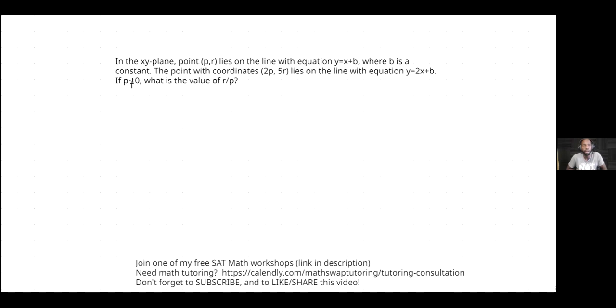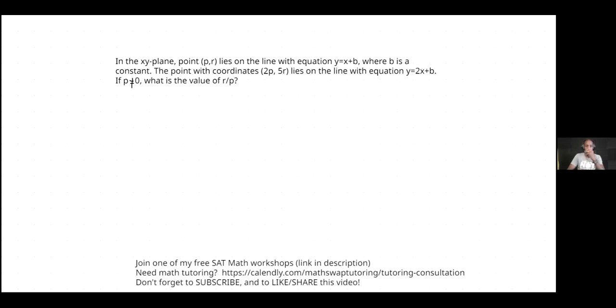All right. So this says in the XY plane, point PR lies on the line with the equation y equals x plus b, where b is a constant. The point with coordinates 2p, 5r lies on the line with the equation y equals 2x plus b. If p is not equal to 0, what is the value of r over p?